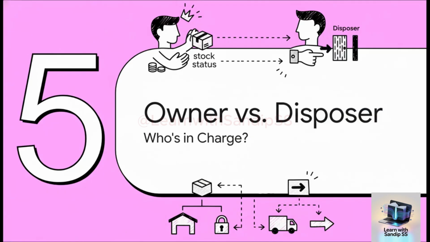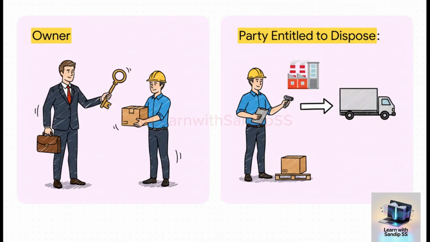So, the availability group tells us the status of the stock, what we can do with it. But EWM is smart. It needs to answer another really important question. Who's actually in charge of this stuff? And this is where we need to understand the crucial difference between the owner and the party entitled to dispose. This is actually pretty simple.